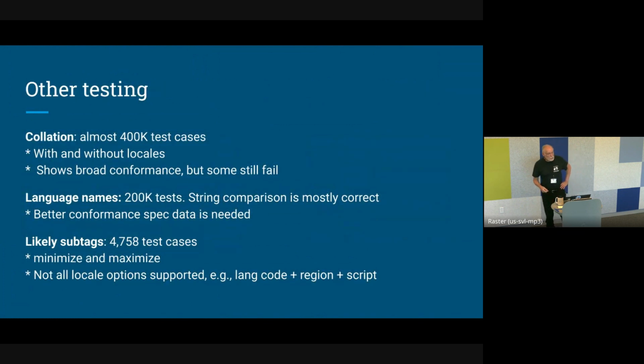Now, the other testing briefly is collation, which is basically saying, how do these two strings sort? It has over 400,000 test cases, and some of them include particular locales because sorting does vary upon the language and sometimes the region where you're sorting. It shows broad conformance in almost all the platforms, but there are some test cases that we still have to figure out why they aren't working.